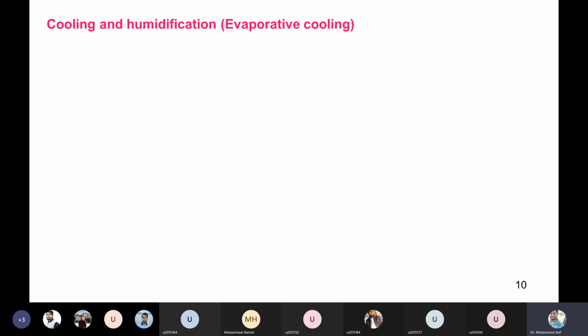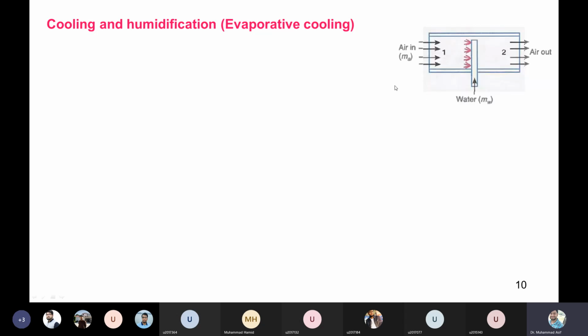The next air conditioning process is called cooling and humidification, right? This application is in the simple air cooler. I hope you are familiar with the air cooler. In an air cooler, what is happening? The outside air is warmer. Normally in summer weather, the outside air is much hotter, right? So what we do, we spray the cold water in the air cooler.